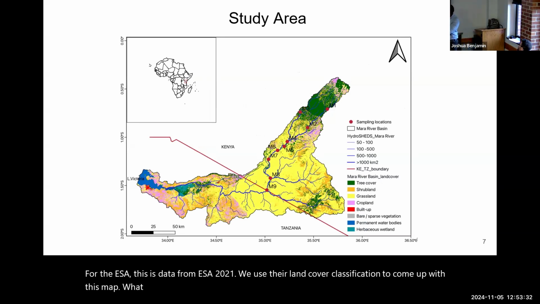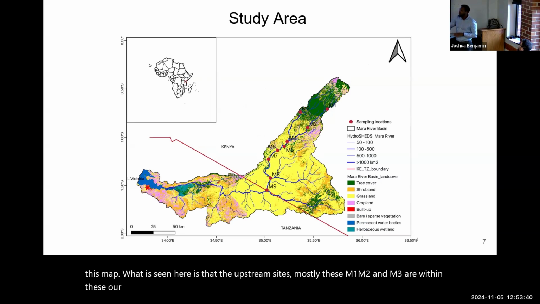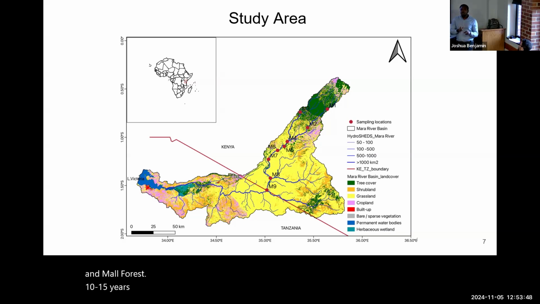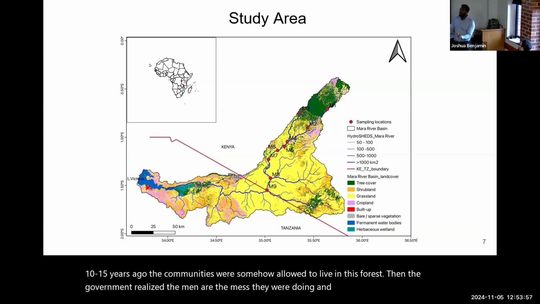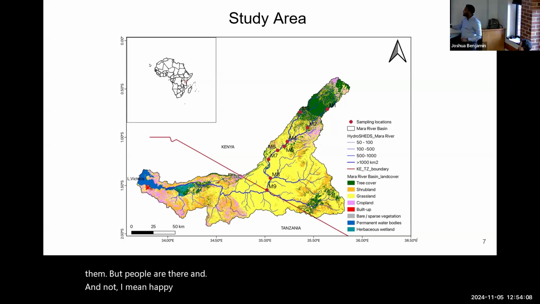What is seen here is that the upstream sites, mostly M1, M2, and M3, are within our only protected area, which is the major catchment of this area called the Mau Forest. Fifteen years ago, the communities were somehow allowed to live in this forest. Then the government realized the mess they were making, and everybody was pushed away from the Mau Forest. That was less than 10 years ago. The government has already compensated them, but people are not happy that they were moved away from the forest, because the forest was more productive.